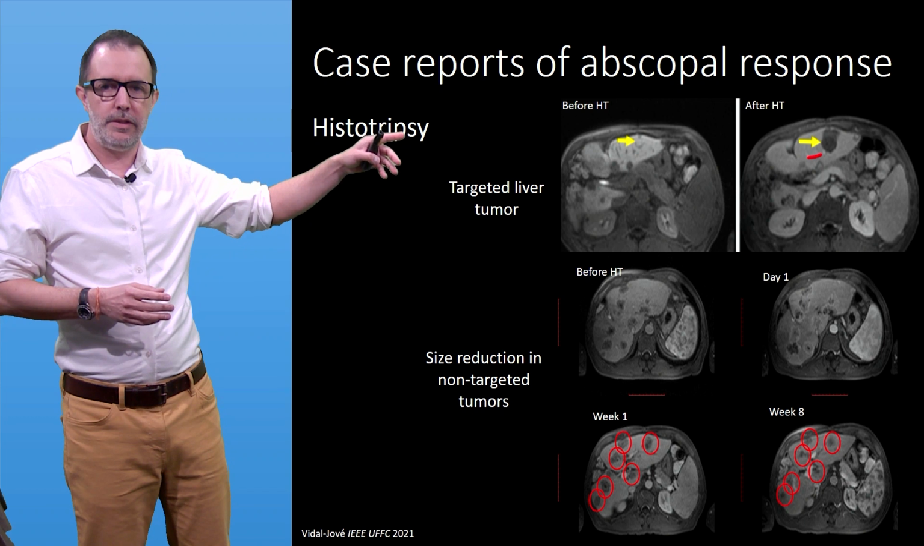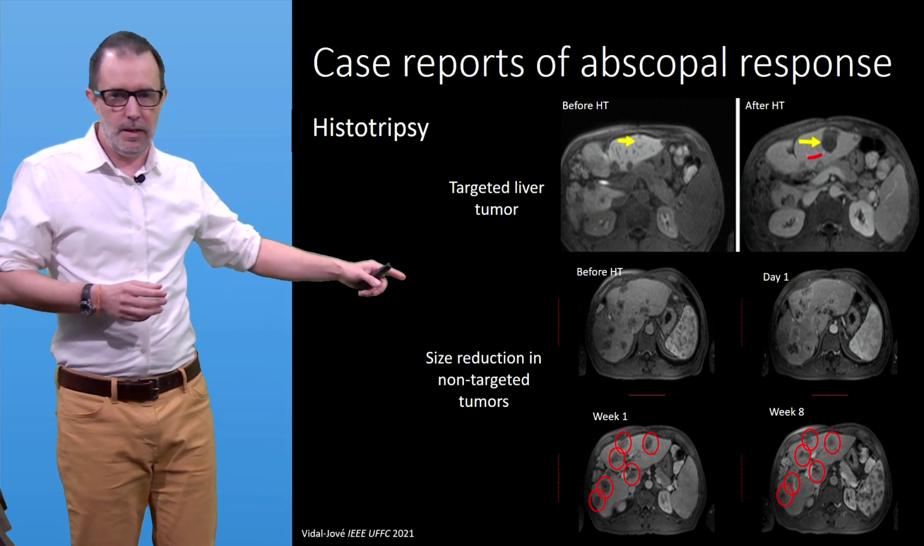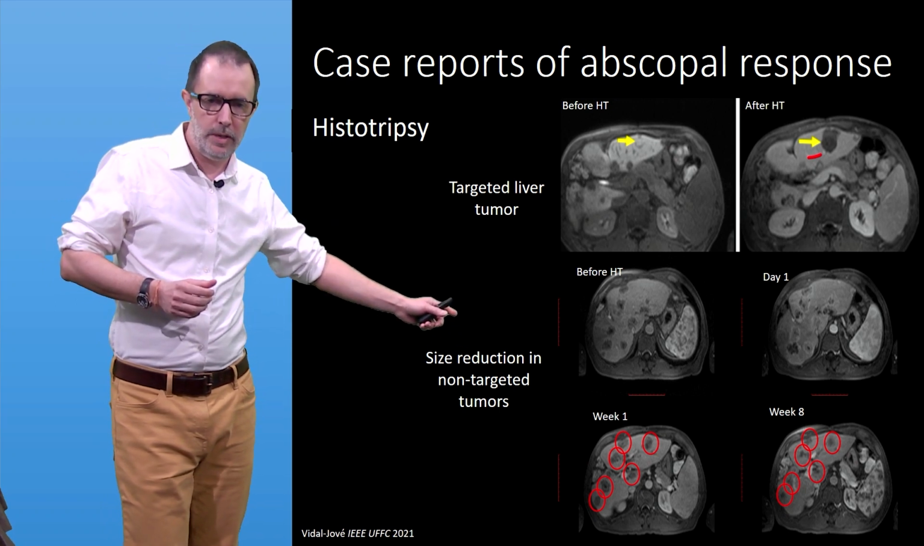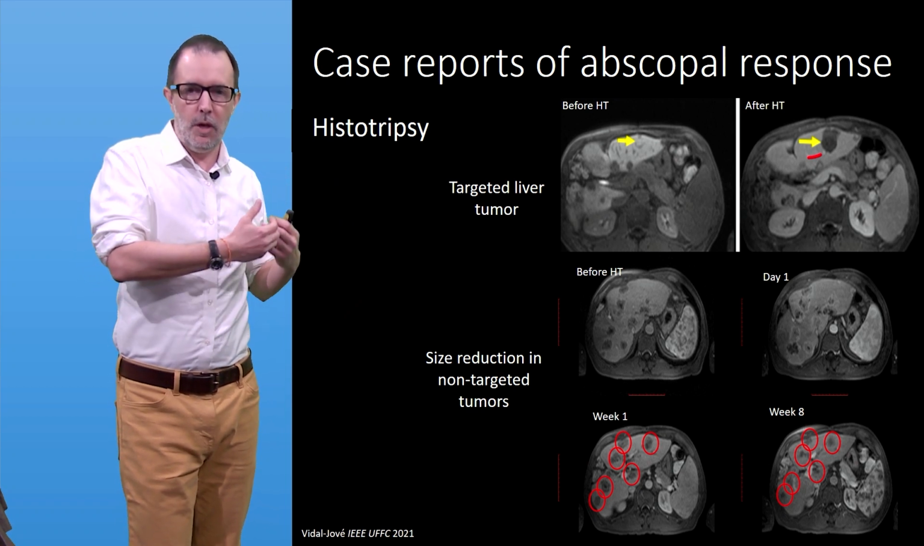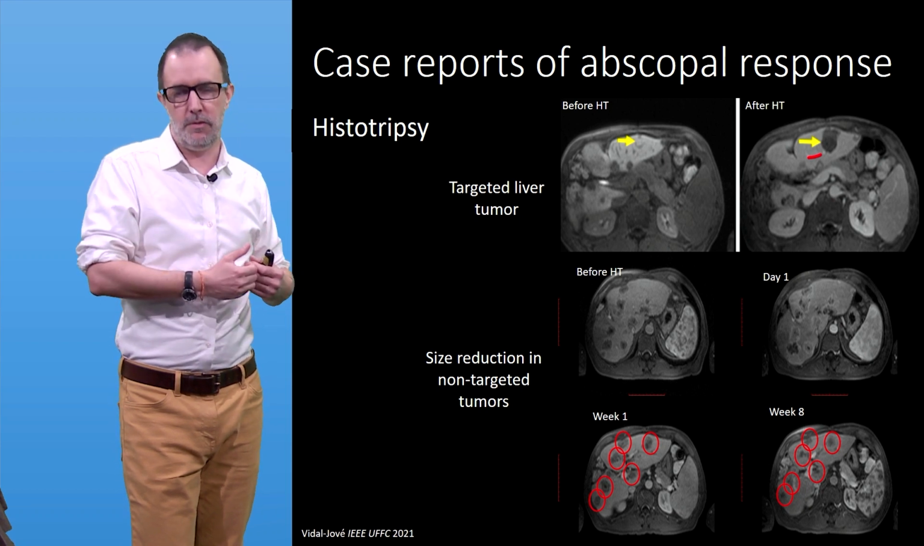Again, on the top, this is a tumor before and after. This is the treatment site. And in the bottom, in the quadrant, you see before, day 1, week 8, a size reduction in these other metastases in the liver that were not targeted by histotripsy.